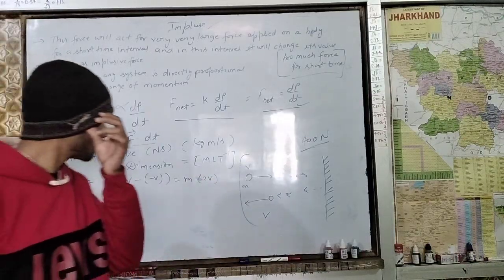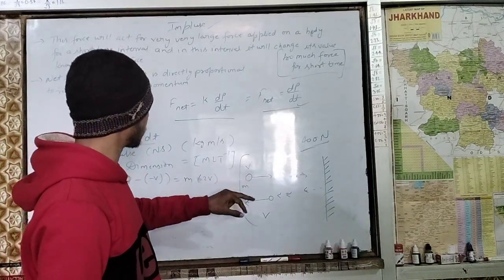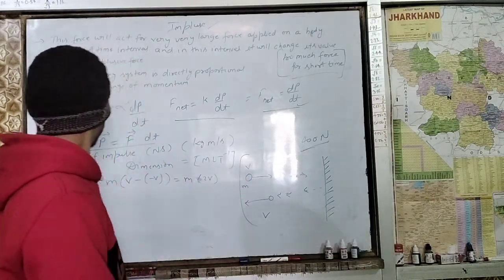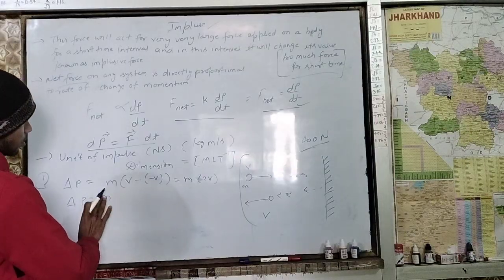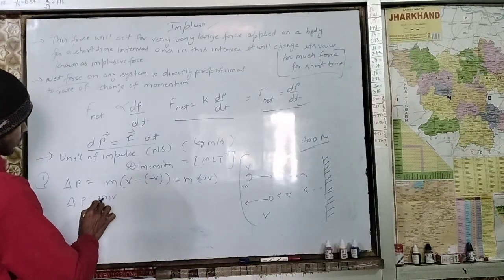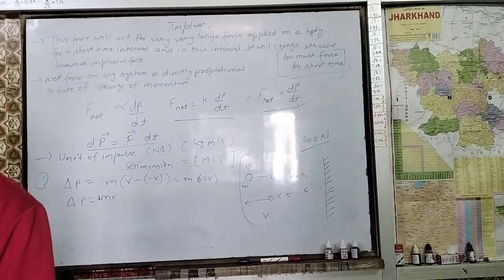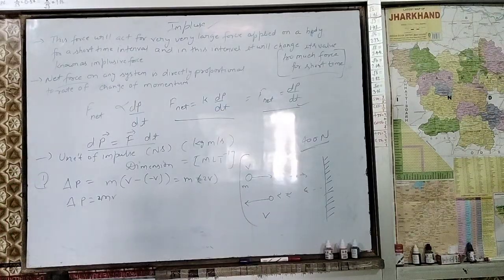Here we can see the mass is one, but there are two velocities. So finally we got delta p equal to 2mv. Two masses, two velocities. Clear? 2m, 2v.